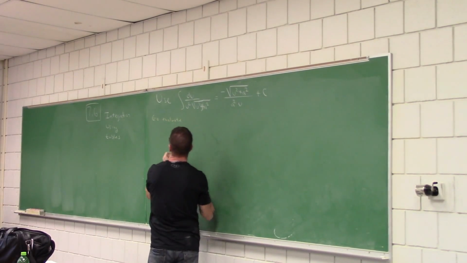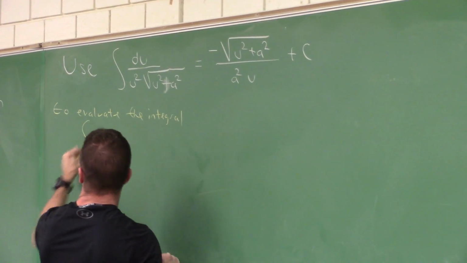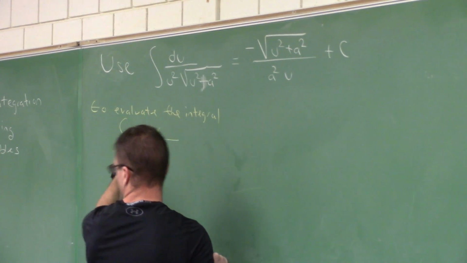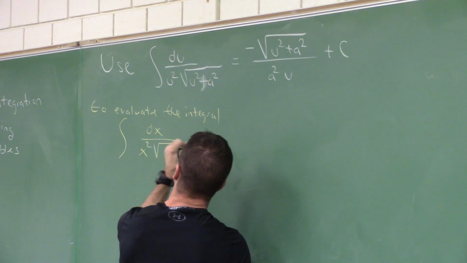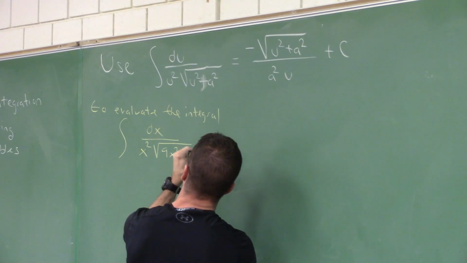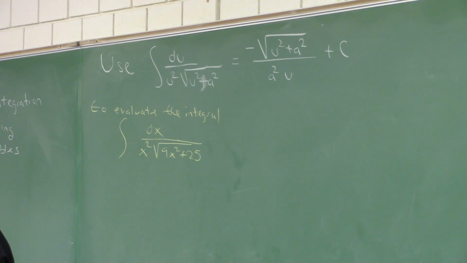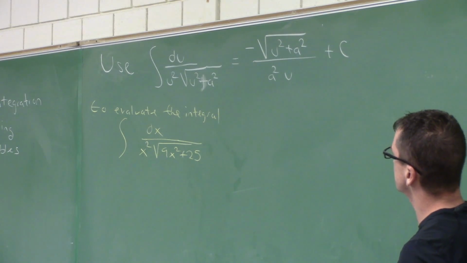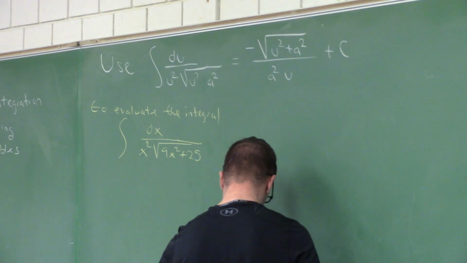And now I'm going to come up with a problem. Evaluate the integral of dx over x squared times the square root of 9x squared plus 25.